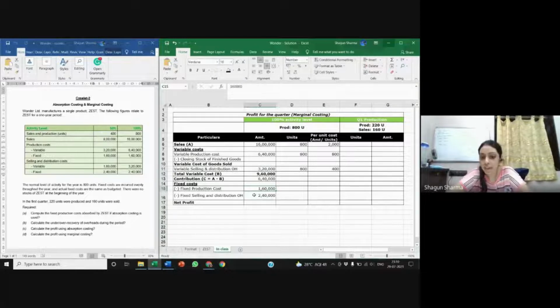Okay. Now what happens is the fixed costs do not vary per unit. So I cannot calculate a per unit figure for fixed costs. Fixed costs are fixed costs. There is no per unit rate. So I've just populated the question here.